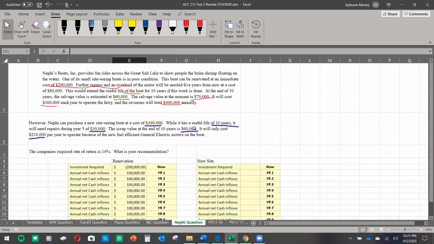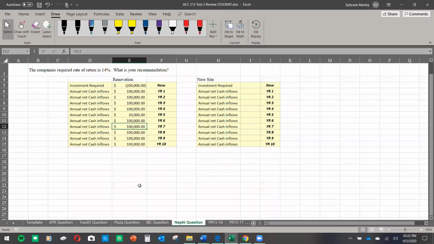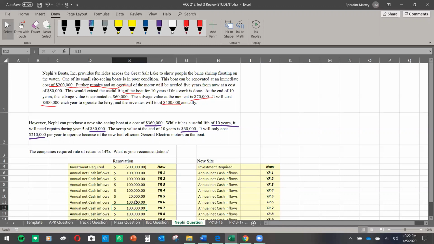But we are not done. Okay, we have some information here too. It says the motor overhaul will be needed 5 years from now at a cost of 80,000. So in 5 years, the company will spend 80,000 to overhaul it. So although we have 100,000 cash inflow, we will spend 80,000 out of that 100,000. So in the 5th year, we only have 20,000 of cash inflow. So I get to change this one. Okay, great. So in the 5th year, we have 20,000, then 100,000 moving on.